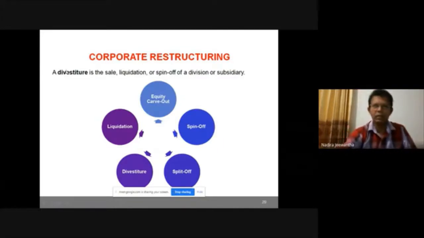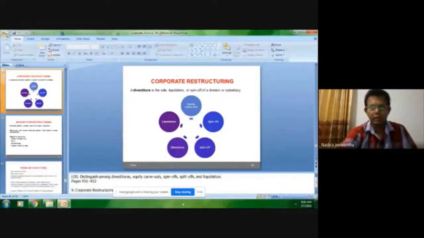Basically, before we have been discussing the topic of mergers and acquisition. And mergers and acquisition is a frequent question in the exam.